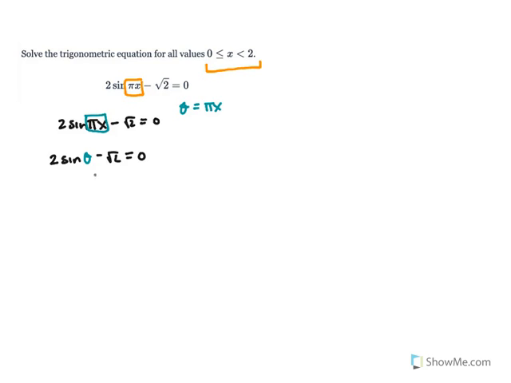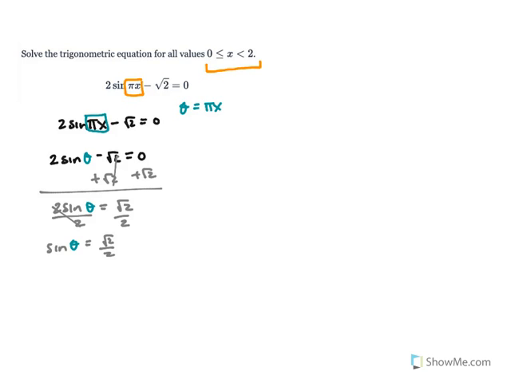And then I can solve my equation. So plus the square root of 2 on each side, and we're left with 2 times the sine of theta equals the square root of 2. Then we can divide by 2 on each side, and we get sine of theta equals the square root of 2 over 2. And for what values of theta, when you substitute them into sine, do we get the square root of 2 over 2? This happens with reference angles of pi over 4.